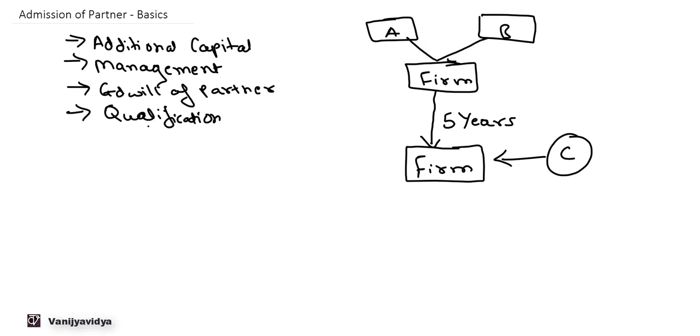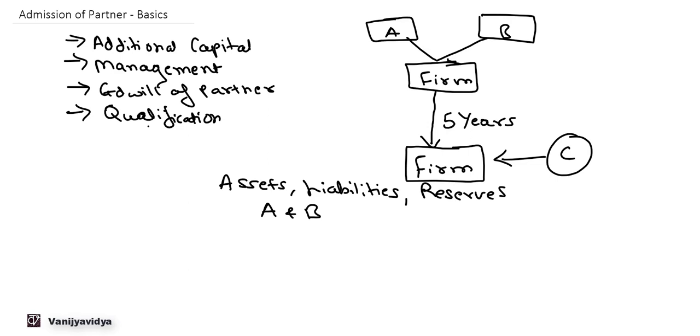So, as on date, this firm has some assets, some liabilities, some reserves. Now these assets, liabilities and reserves belong to A and B. Because C is a new partner, he will be admitted today to the firm. So these assets, liabilities, reserves and profit are a result of the business done by A and B in the last 5 years. So these assets and liabilities need to be revalued.